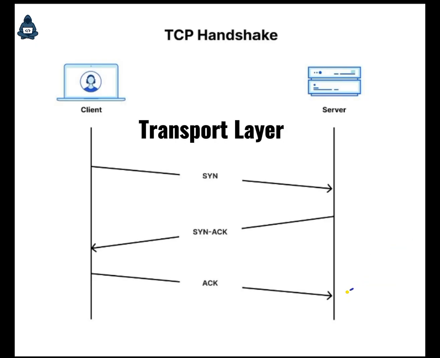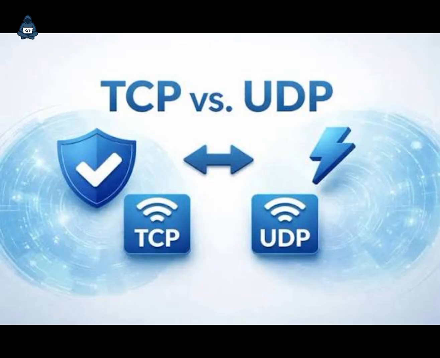Layer 4, the transport layer. It manages how data flows within the network. Examples are the TCP and the UDP protocols. TCP is more reliable than UDP, but UDP is fast.